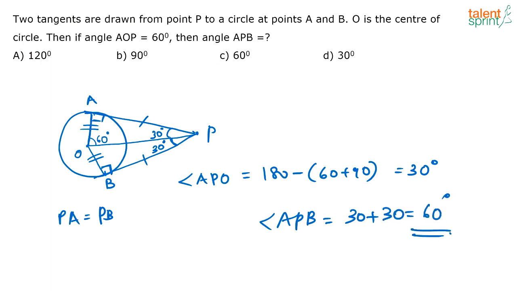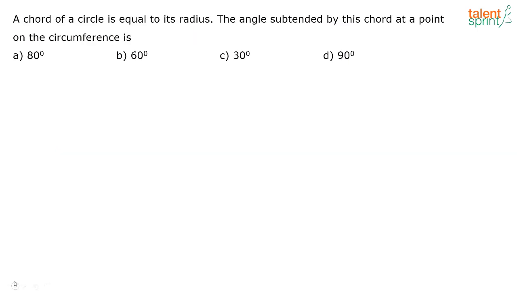That is option C, that is 60 degrees. Is it clear? Shall we move on to the next question? The next question is there on your screen. A chord of a circle is equal to its radius. The angle subtended by this chord at a point on the circumference is dash.